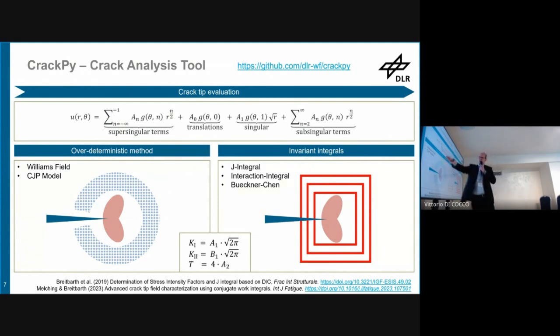Here we use the Williams series expansion and the Christopher James Patterson model. On the other hand, we have implemented a line integration method for the J integral, interaction integral, and Bücker J integral. So we also have a lot of redundant information here, and this can be used for uncertainty evaluation, and to judge the quality of the data we collected during the experiment.